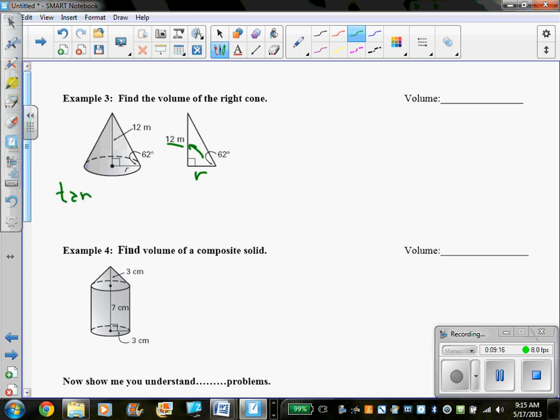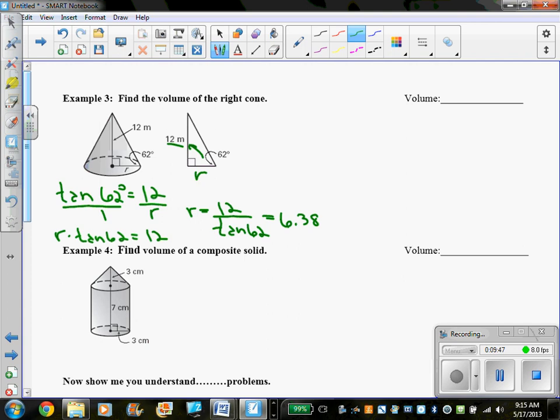So we're going to use the tan of 62 degrees is equal to 12 over r. We'll put this over 1. I cross multiply, so I have r times the tan of 62 is equal to 1 times 12, which is 12. I divide out by the tan of 62, so I have r is going to equal 12 divided by that tan of 62, which if you calculate that out will give you a radius of 6.38.